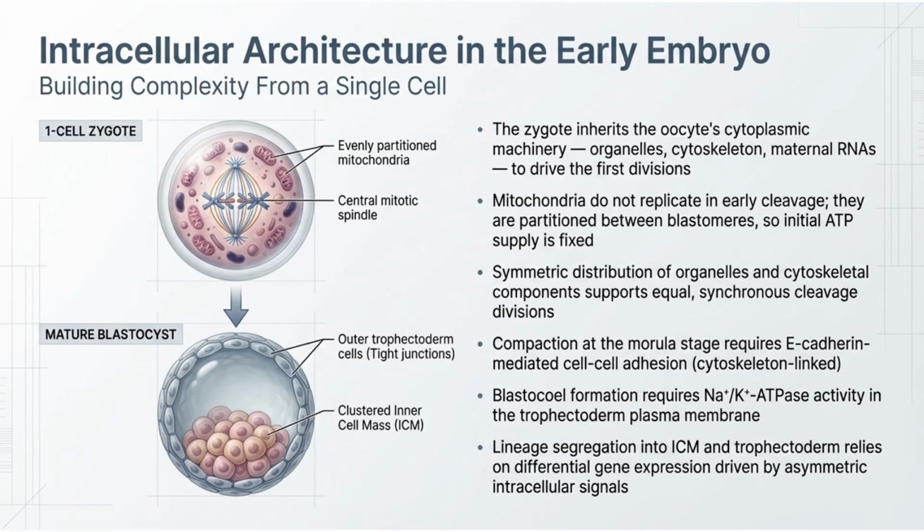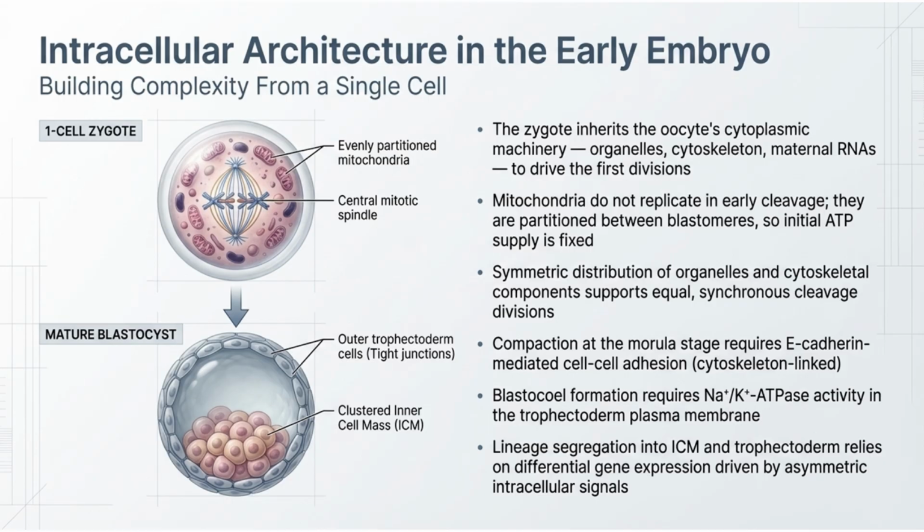Mitochondria deserve special attention here. Mitochondria do not replicate during early cleavage divisions. This is a deliberate feature of early embryo biology. The mitochondrial population is partitioned between blastomeres as they divide, rather than being newly synthesized. This means that the total adenosine triphosphate generating capacity is fixed at the time of fertilization, and it decreases per cell with each division as mitochondria are distributed among progressively more blastomeres. This creates a genuine energetic challenge for embryos with initially low or dysfunctional mitochondrial pools.